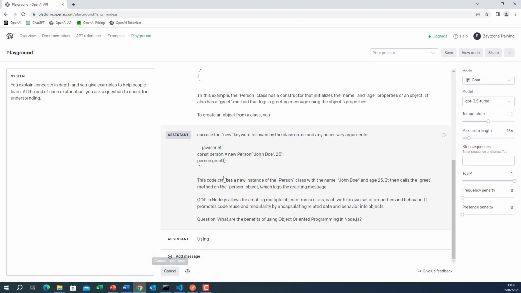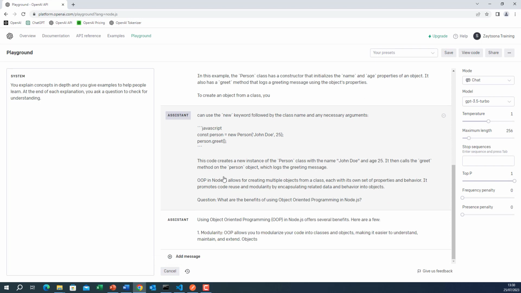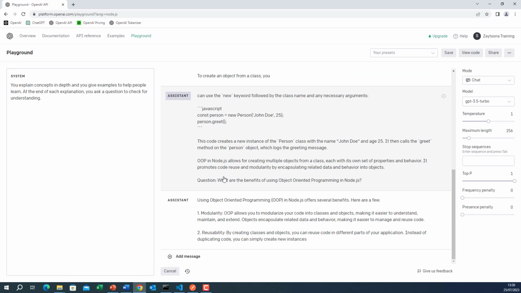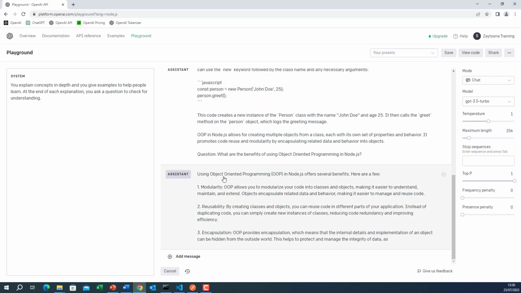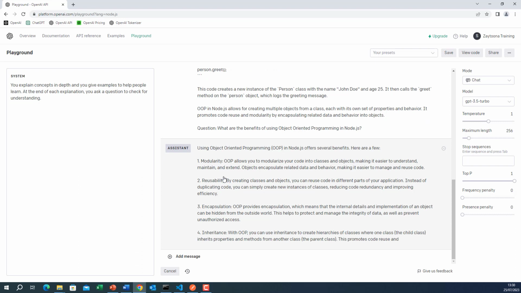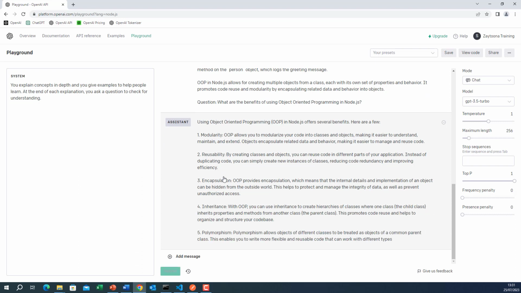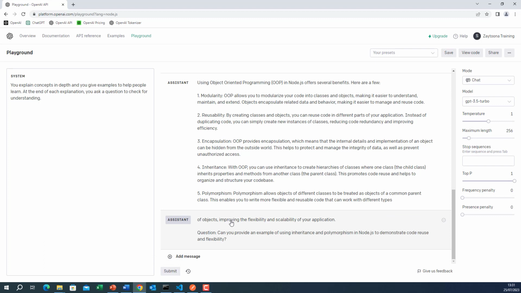Let me generate it again. As you can see now, it's showing things more clearly, and it's talking in depth about things. It stopped generating, so just this will continue generation. So at the end, you can see here that it puts the question. So actually, the system role is very important. It instructs the assistant to respond in a certain way or have a specific personality or behavior.